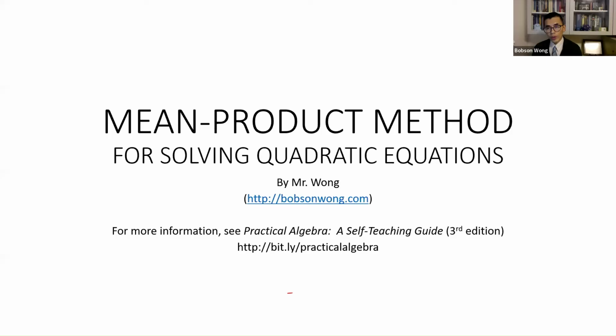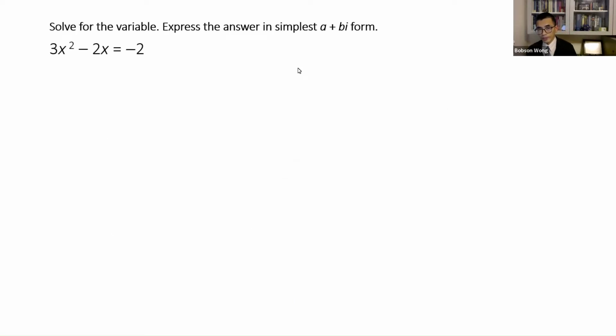Hello. Today we're going to be talking about how we use the mean product method to solve quadratic equations. If you saw my other video, we used the mean product method to solve quadratic equations that had irrational roots. But the mean product method can be used to solve quadratic equations with any type of roots. Today we're going to be looking at a different kind of quadratic equation, and let's see what kind of roots we get. Here we have a quadratic equation, 3x squared minus 2x equals negative 2.